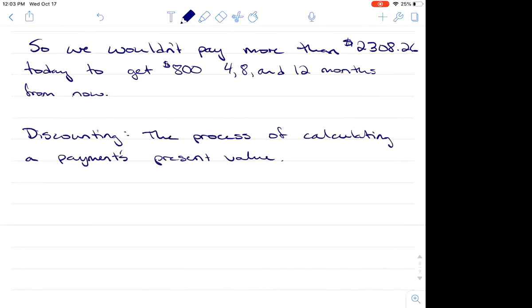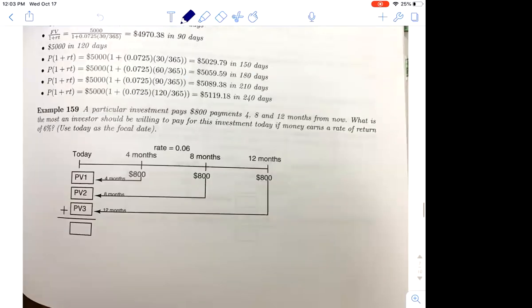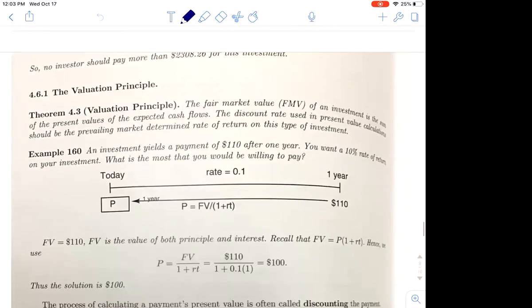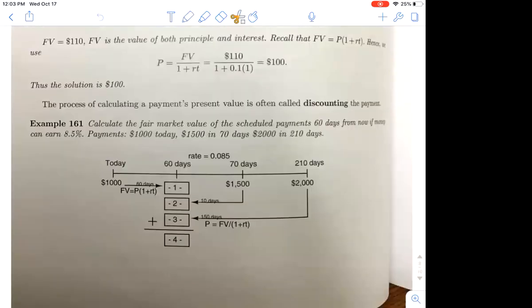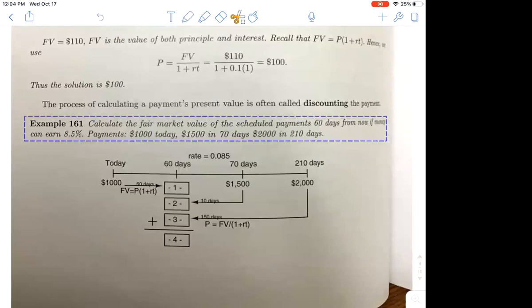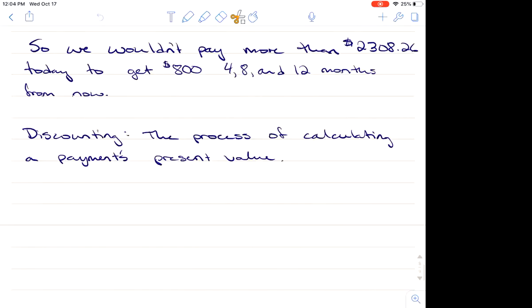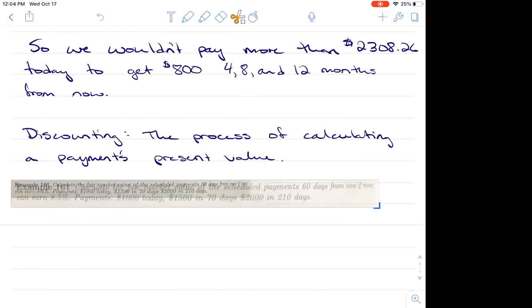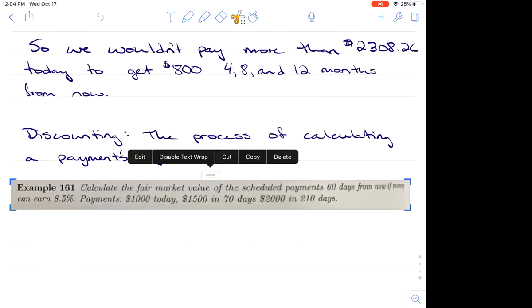We ready to kick it up a notch? Okay, okay. How about example 161? Oops, kind of cut it off. Let's kick it up a notch here. Seems reasonable enough. Tiny little blurb.